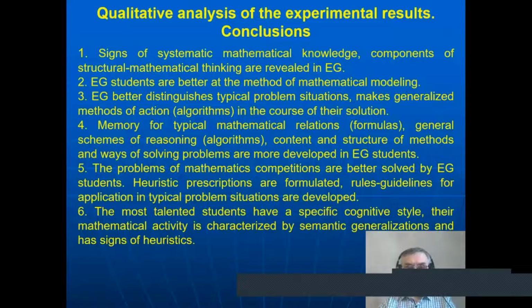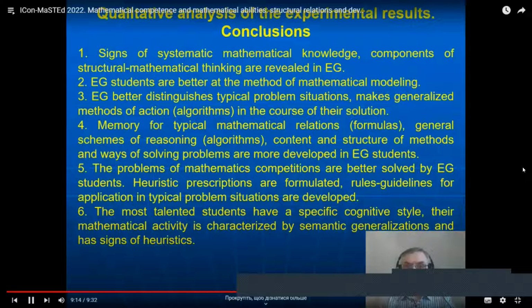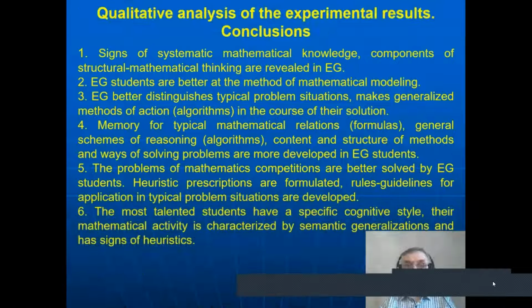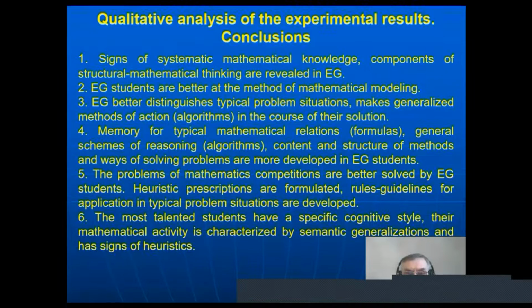Sixth, the most talented students have a specific cognitive style. Their mathematical activity is characterized by semantic generalizations and has a science of heuristics. The lambda criterion was used to statistically test the effectiveness of the created methodology of mathematical education. The need for further scientific discourse and the acute social demand for a competency-oriented and developmental method of mathematical education determine the prospect of our research.